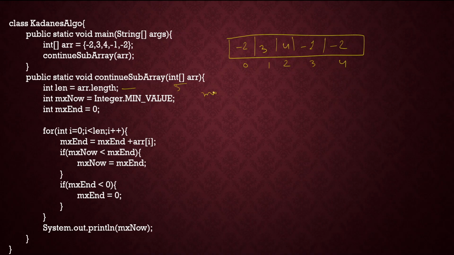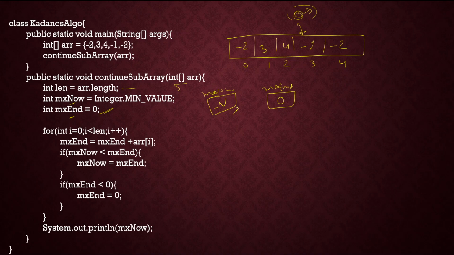Now max_now will be the integer minimum value, so the minimum value is -infinity. I'm explaining how to take the variables and keep values in them. So I have kept the values up to this part. Why have we taken max_now and why have we taken max_end? Let's suppose you are at this location. How will you know the total maximum addition we have up to this part? You need to keep a record of that.